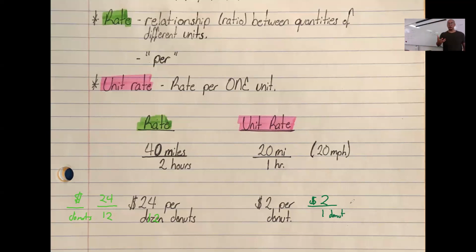$2 per one donut. That is our unit rate. How many dollars for one donut? So that would be the unit rate. And ladies and gentlemen, we use these all the time.